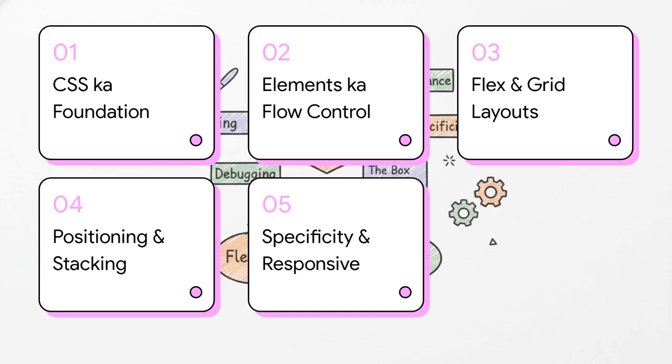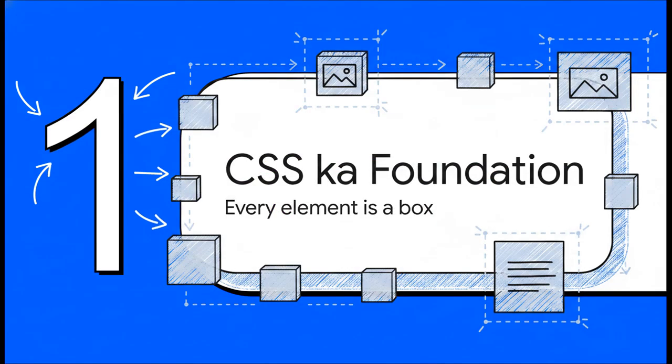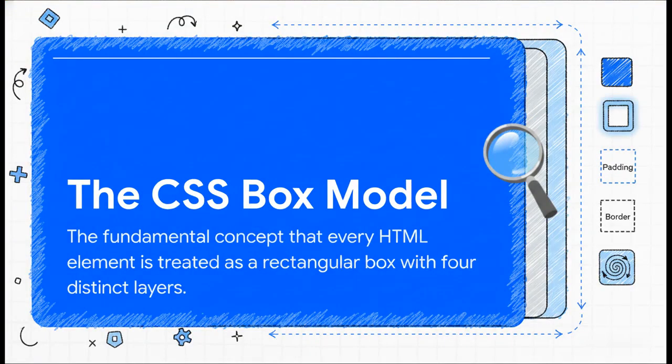Ready? Let's go. Okay, our first section is all about the CSS foundation, and the single most important rule here is this. Every HTML element, whether it's text or an image, is a box. Understanding this one concept is the absolute first step to mastering CSS. This idea is called the CSS Box Model. This model is what decides how much space your elements take up on a web page and how much room is around them, and it all breaks down into 4 distinct layers.